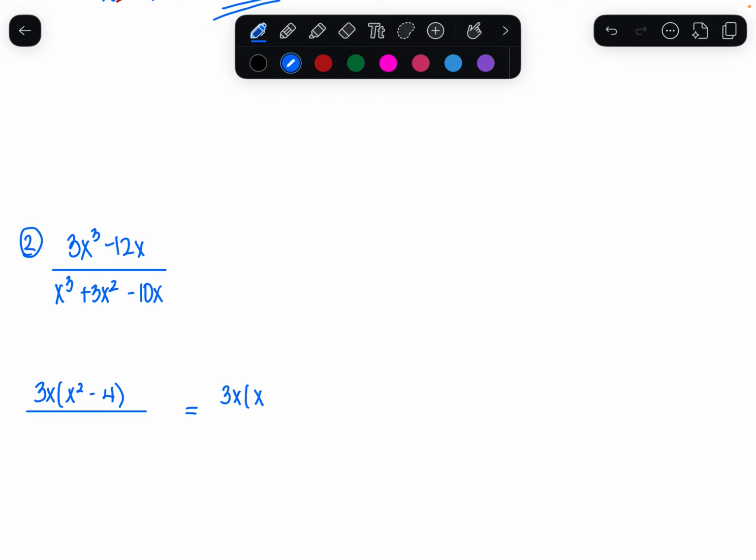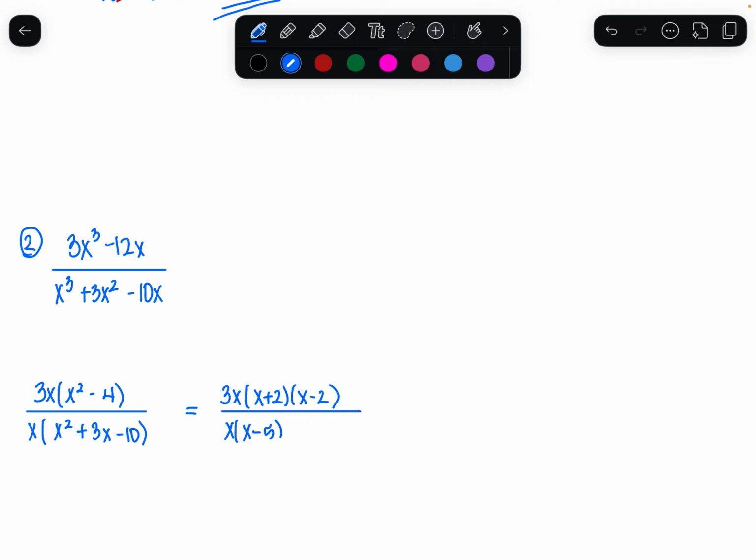So a difference of 2 squares would give me x and 2. So that's going to be x plus 2 and x minus 2. The denominator, factor out an x. And you have x squared plus 3x minus 10. And the numbers that multiply to -10 but add to +3 are going to be +5 and -2.